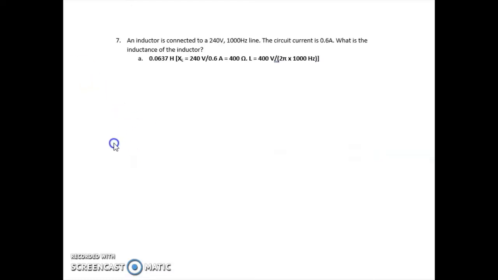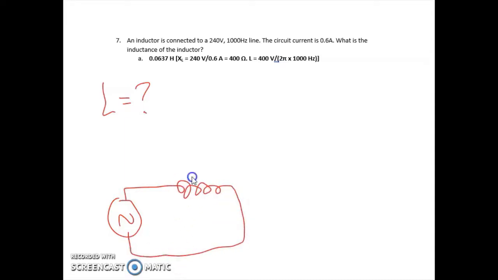Number 7, an inductor is connected to a 240 volt 1000 hertz line. The circuit current is 0.6 amps. What is the inductance of the inductor? So the question is asking for inductance of this inductor. So draw the circuit. L equals question mark. This is 240 volts at 1000 hertz. And the current flowing is 0.6 amps.